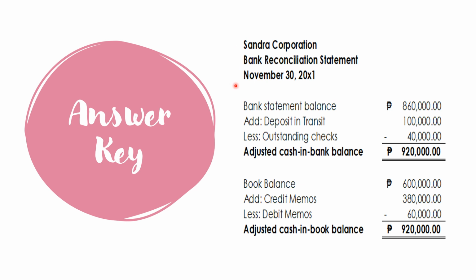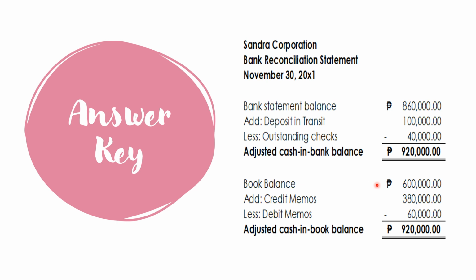So we have Sandra Corporation, Bank Reconciliation Statement or Bank Reconciliation. Those are acceptable. Then we have November 30, 20X1. This is really important because bank recon is being done on a monthly basis. So relevant talaga on which month are you performing the recon. Okay, so based on the given, we have the bank statement balance, that's 860. You just need to add the deposit in transit of 100, and then just simply deduct the outstanding checks of 40. 860 plus 100 less 40, we have the adjusted cash in bank balance of 920,000.